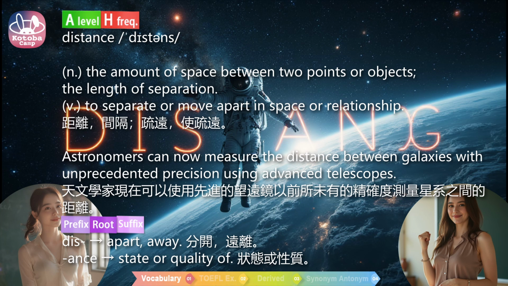Distance. The amount of space between 2 points or objects. The length of separation. To separate or move apart in space or relationship. Astronomers can now measure the distance between galaxies with unprecedented precision using advanced telescopes.